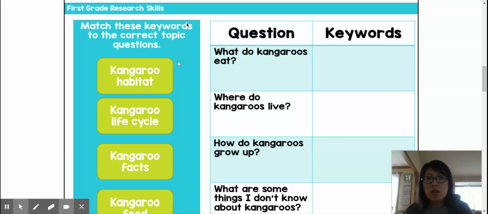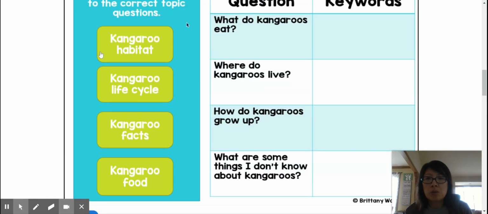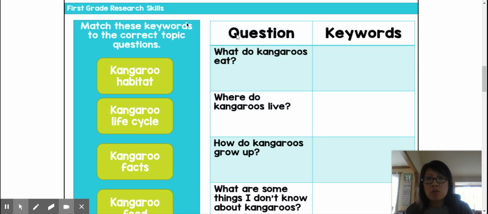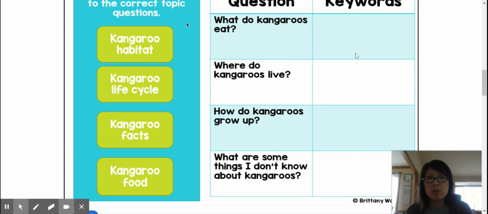So in this example, we're gonna try to learn about kangaroos. So, if you have a question about what kangaroos eat, what are some of the words that you would be looking for, typing into Google in order to get the answers to that? Okay, so here are the choices. You can have kangaroo habitat. That means habitat is basically the place where you can find that animal. It's the living place, right? Place of living. Kangaroo life cycle. Okay, kangaroo facts, or kangaroo food.